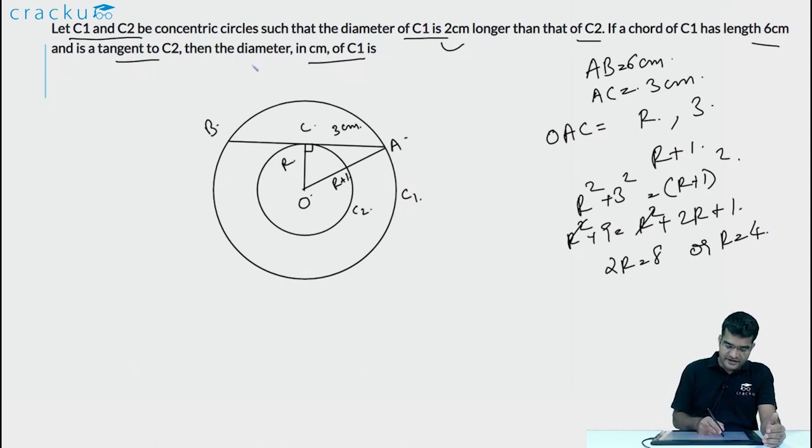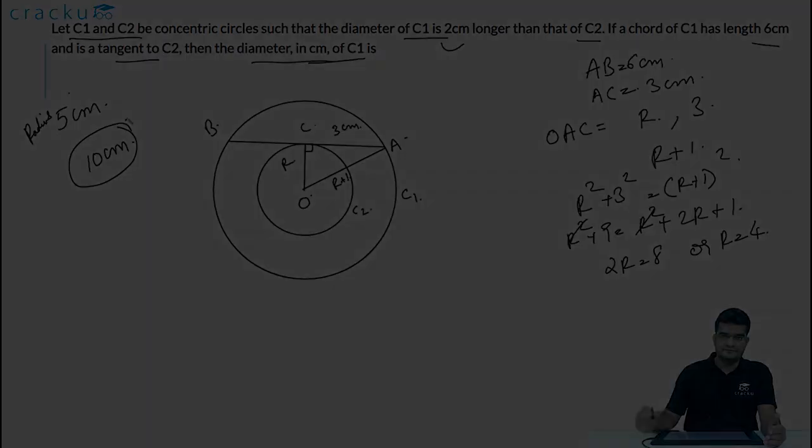Now, what are we asked to find out? We are asked to find out the diameter of C1. What is the radius of C1? That is, the radius of the longer circle will be r plus 1, which is equal to 5 centimeters. This is the radius of the longer circle. Therefore, the diameter will equal 5 into 2, that is 10 centimeters, which is the answer.